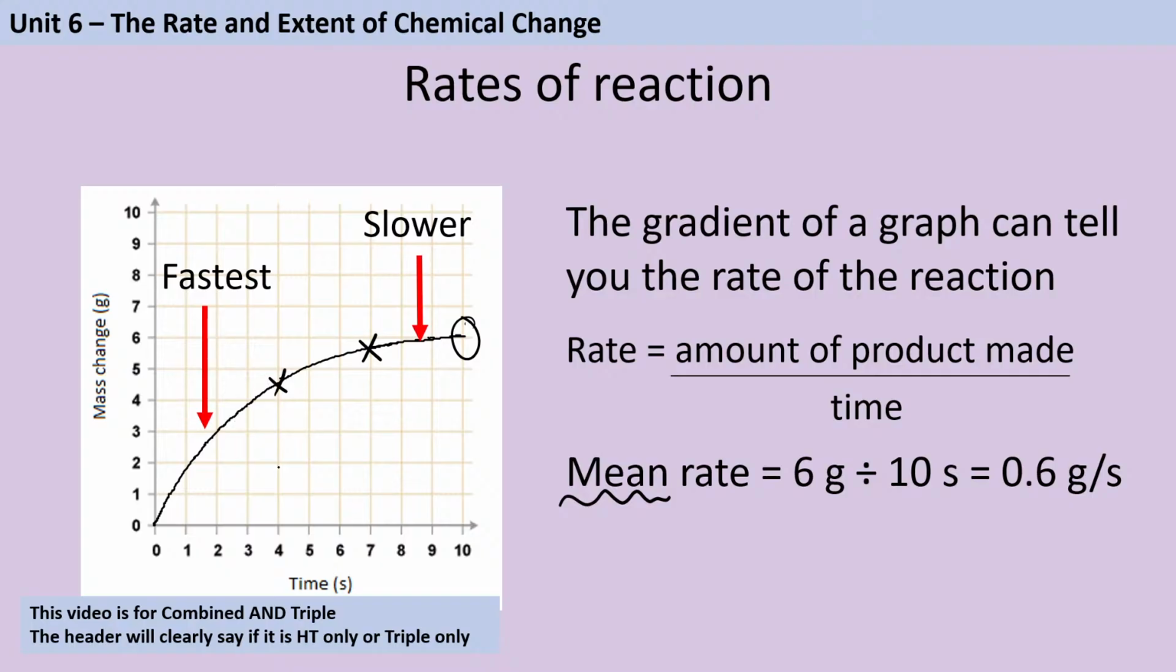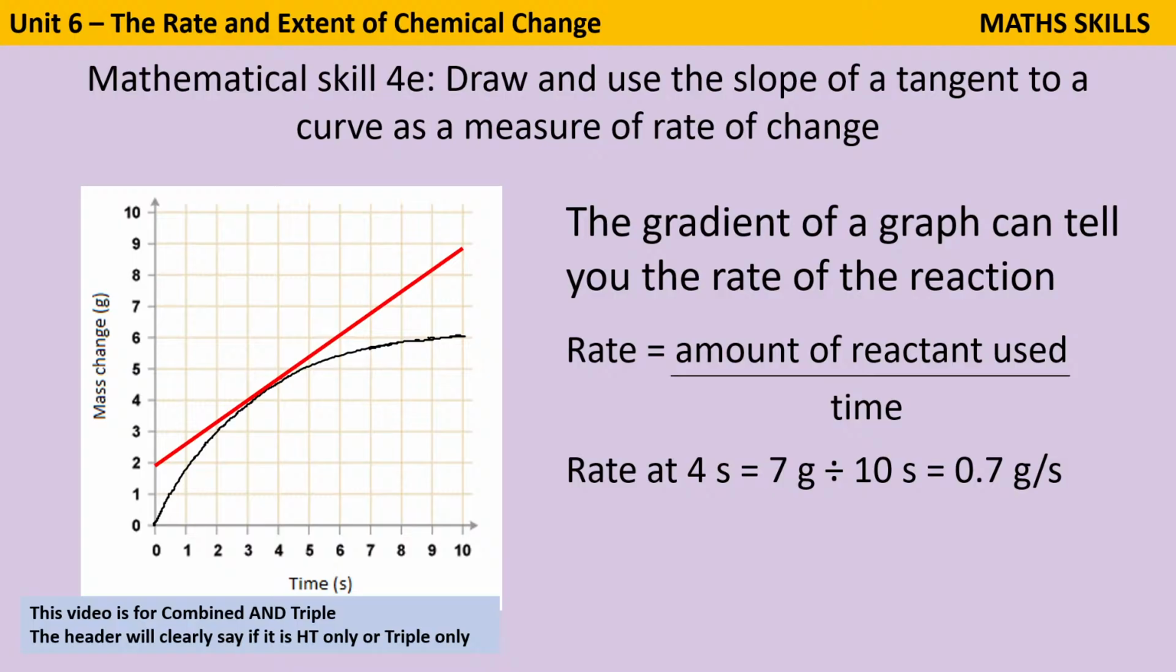We've said that that rate is changing over time. We can see that the graph is getting less steep, but it's very, very hard to work out the gradient of a curve. So we don't. What we do instead is we draw a line called a tangent, and that tangent touches the curve in just one place, and therefore the gradient of that curve will be exactly the same as the gradient of the tangent.